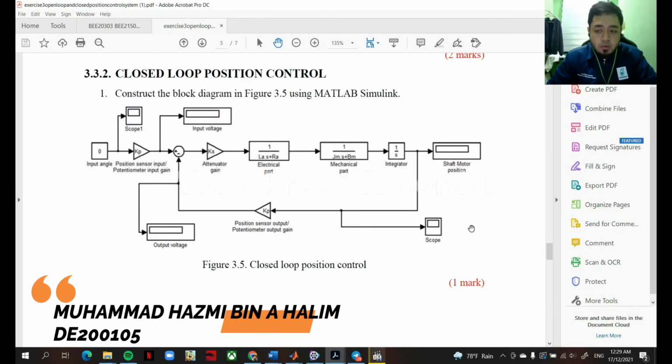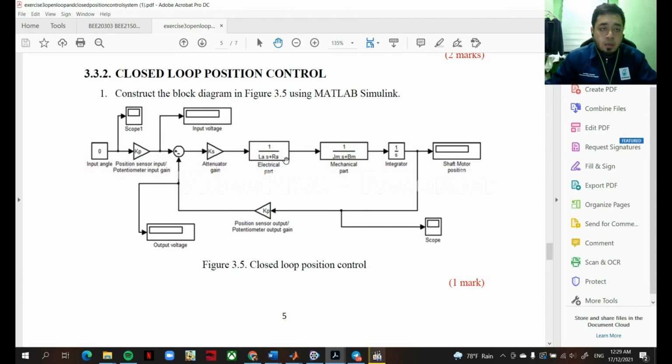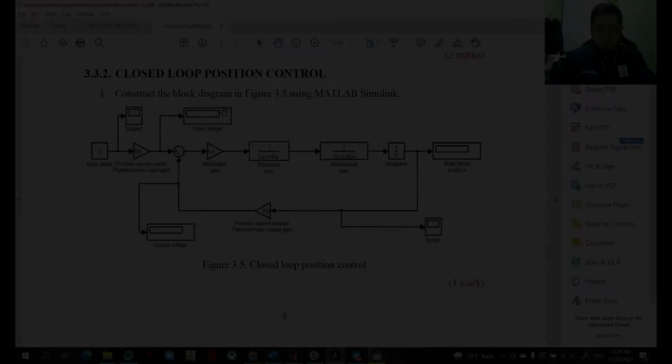First of all, my name is Muhammad Hazmi bin Halim, and my metric number is DE205. For this lab, me and my friend, Muhammad Nizam, will do activity 3.3.2, which is the closed loop position control. So as not to delay any time, let's go to the video explanation.